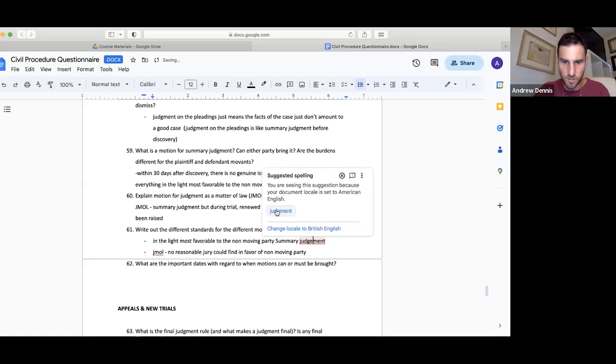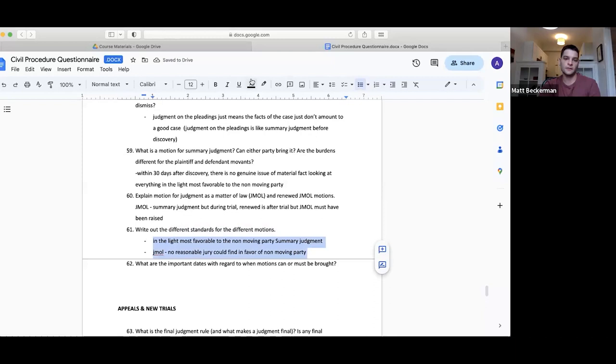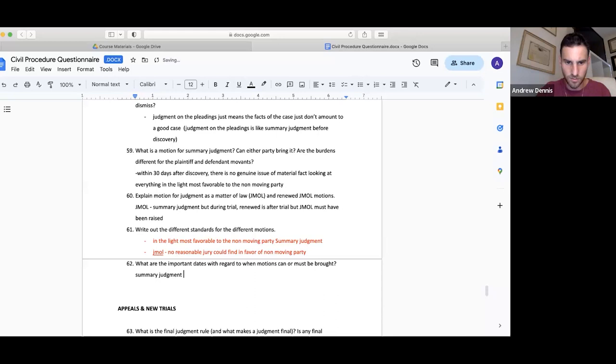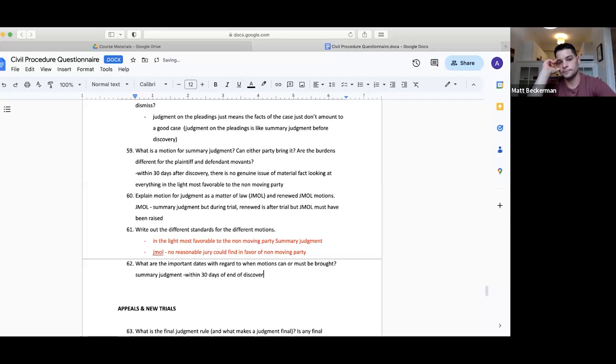What are some important dates with regard to when motions can or must be brought? So we already said the one for summary judgment, within 30 days of the close of discovery. Does anyone know the JMOL dates? There's some stuff in the chat. You said within 30 days of end of discovery? Yeah. And then JMOL is during trial, right? Yeah, so that has to be before the jury begins deliberation.